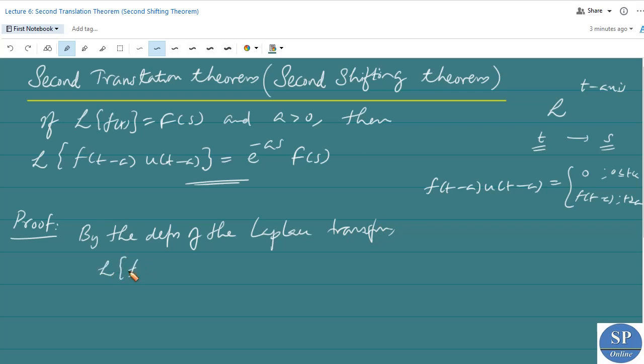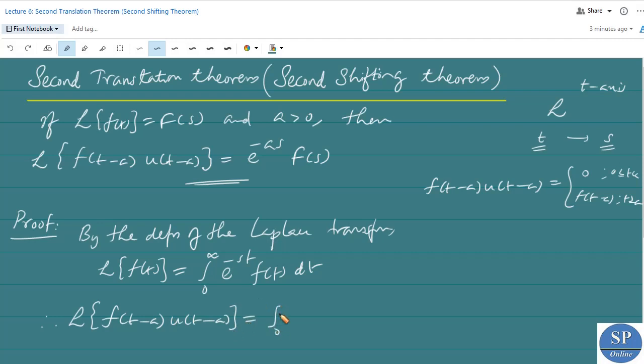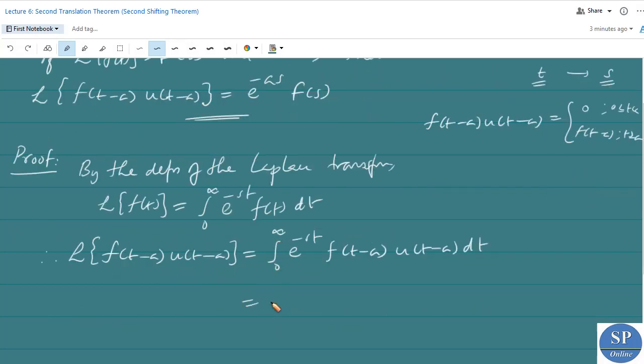L of f of t is equal to integral 0 to infinity e power minus st into f of t dt. So here we need to find the Laplace transform of f of t minus a into u of t minus a. Therefore, L of f of t minus a into u of t minus a is equal to integral 0 to infinity e power minus st into f of t minus a into u of t minus a dt. We can split this integral into integral 0 to a plus integral a to infinity.